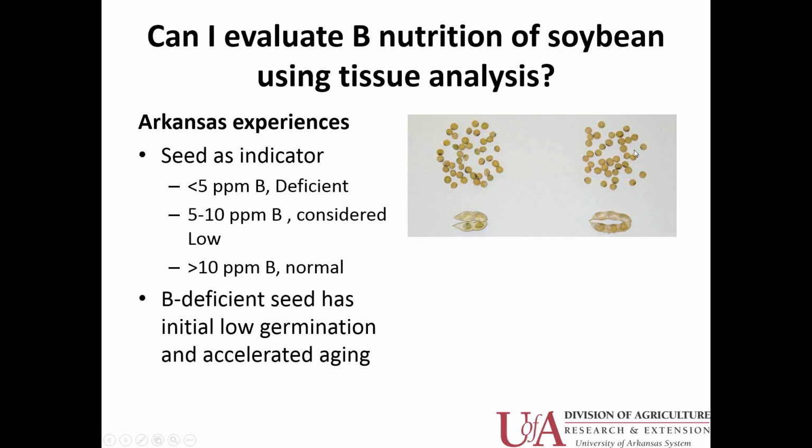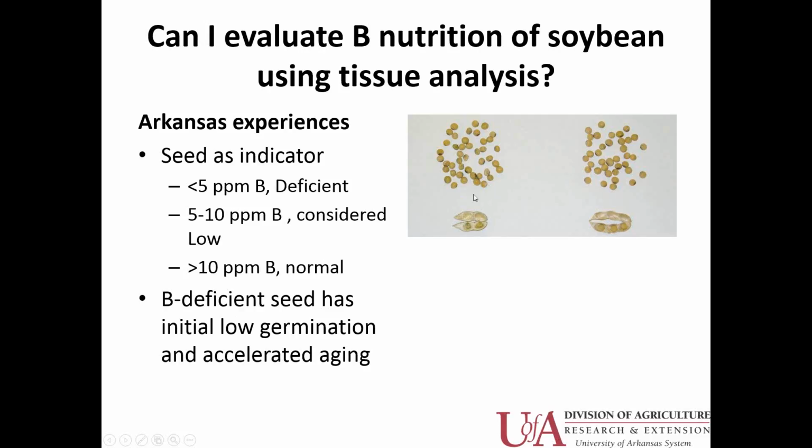This is compared to boron sufficient or fertilized soybean on the right. If you're 5 to 10 parts per million, yeah, you need to take a look at your program, and maybe some type of boron fertilization is warranted. But give it some thought. Talk to somebody who has some experience here before you jump into it whole hog. Seed that has greater than 10 parts per million is probably normal.